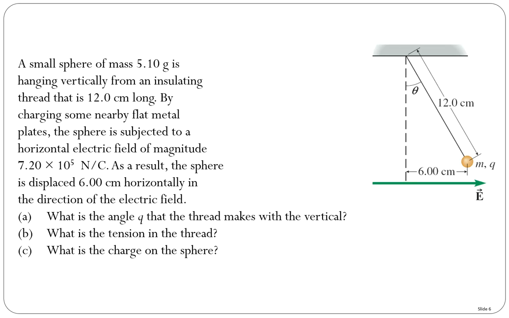By charging some nearby flat metal, and you don't have the basis to understand this aspect yet, but basically there's something here that's making a uniform electric field. When I say uniform, what that means is the electric field has a constant strength regardless of where I am and a constant direction. The strength of the electric field is 7.20 times 10 to the fifth N divided by C.